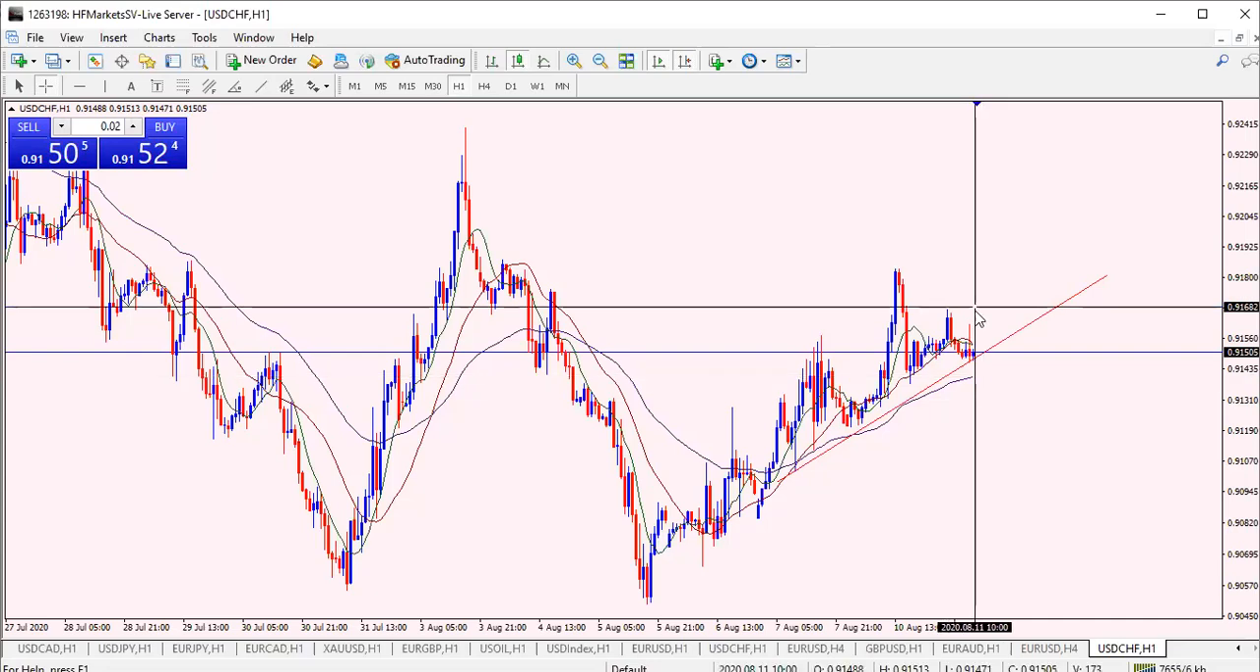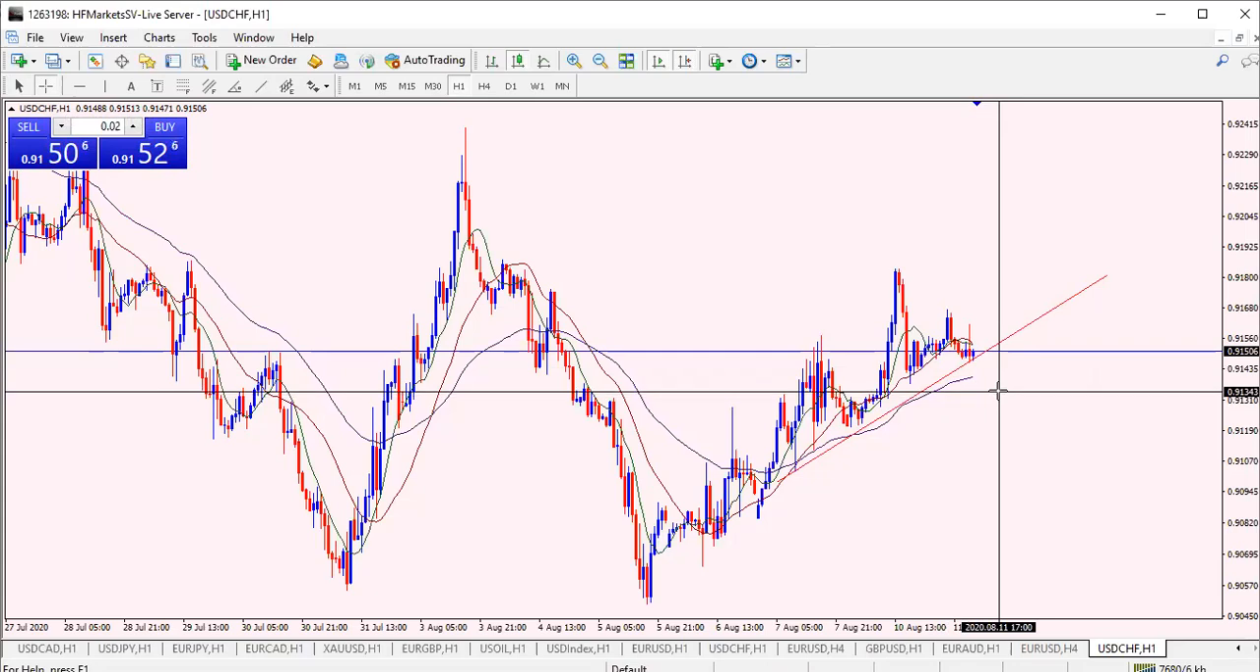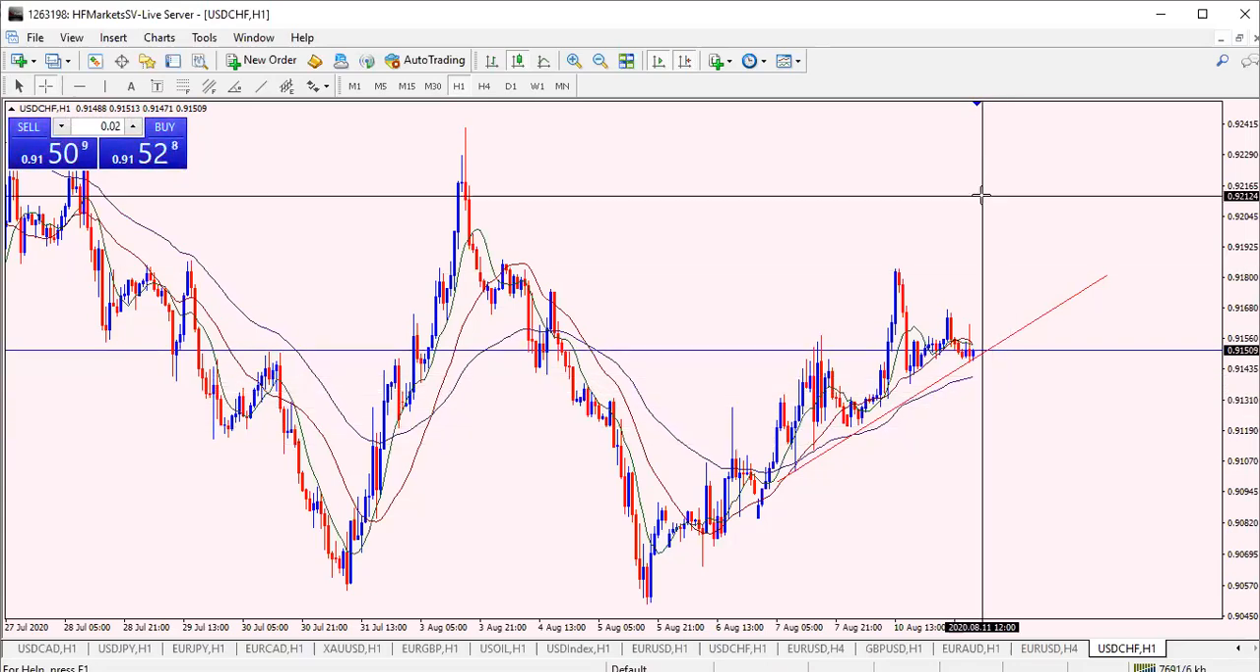Or better still, wait for it to break my trend line, wait for it to break my moving average, then I can come down and take my entry. I can take my entry around the spot. Then I enter for a sell around the spot and I take my profits.